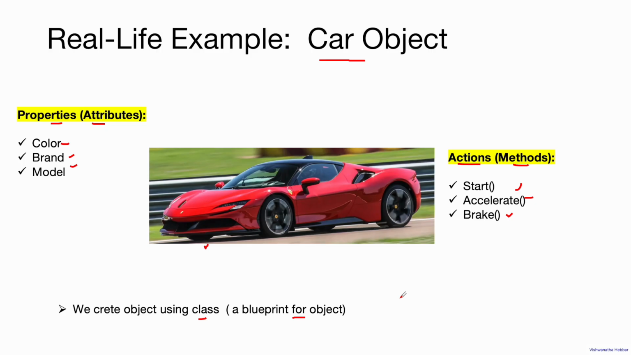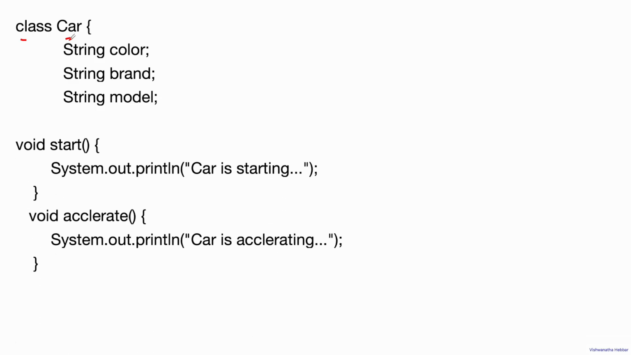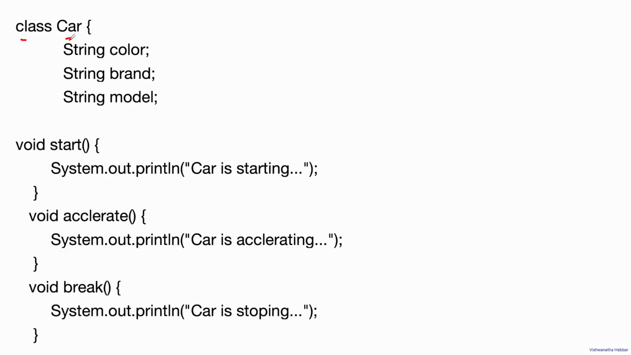Let us consider this car as an example and let us create a Java class for this. Provide the keyword class and the class name is car. Then you can define the properties or attributes of a car such as color, brand, model, etc. Right? And this car class will also have methods or actions that a car performs such as starting a car, accelerating the car, and brake, that is stopping the car, right?